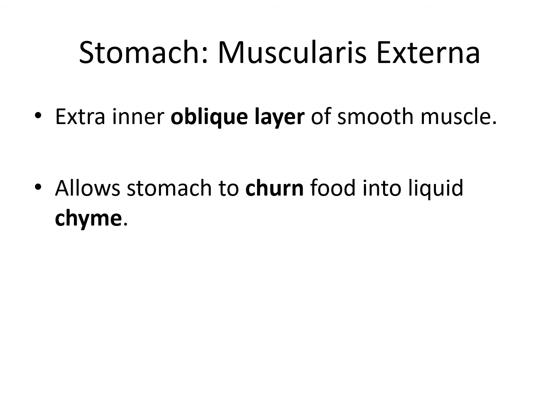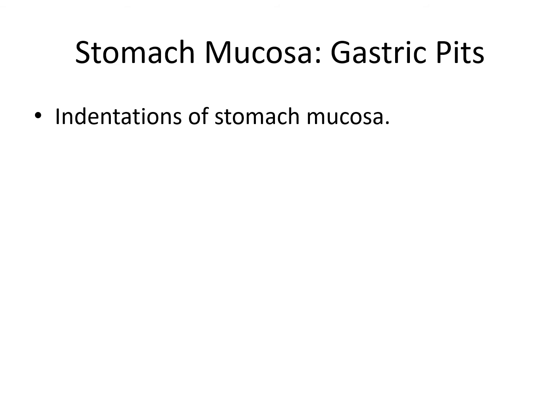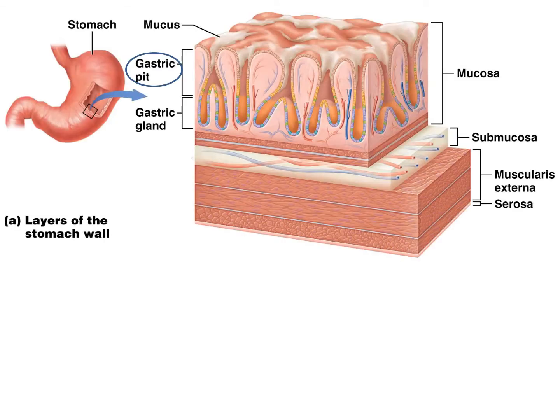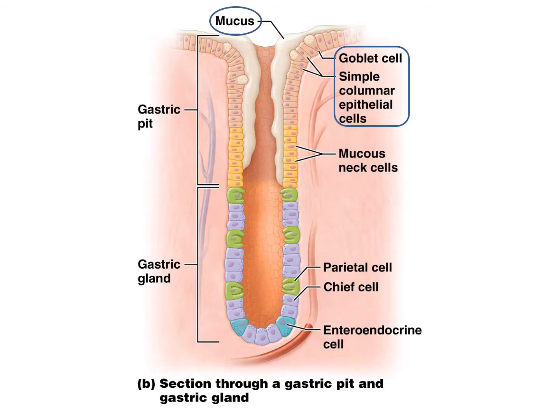And this is present because it allows the stomach to churn the food, to help break it up mechanically into liquid chyme. So here is showing the outer longitudinal layer, the middle circular layer, and the inner oblique layer. Now the stomach itself has what's called gastric pits, and these are indentations of the stomach mucosa. Okay, and in reality though, this figure is showing you the pits, but they're showing you the extensions between the pits. Okay, and between the gastric pits, cells secrete mucus to protect the stomach. So the stomach is protected from digestion by this mucus layer. Okay, and so here are many goblet cells mixed amongst the simple columnar epithelial cells that secrete the mucus that fills the gastric pits.